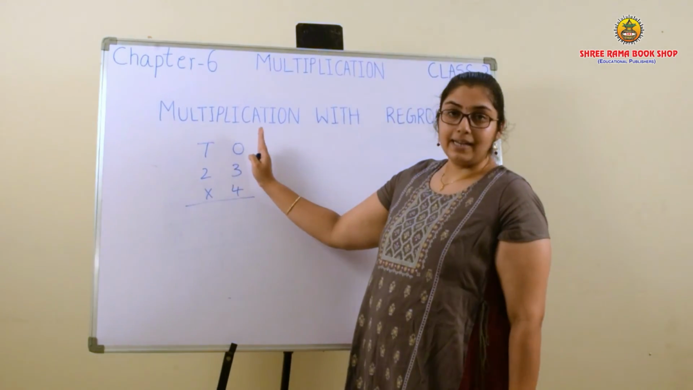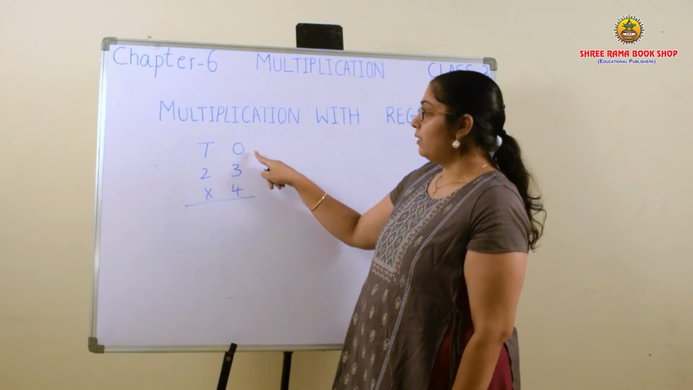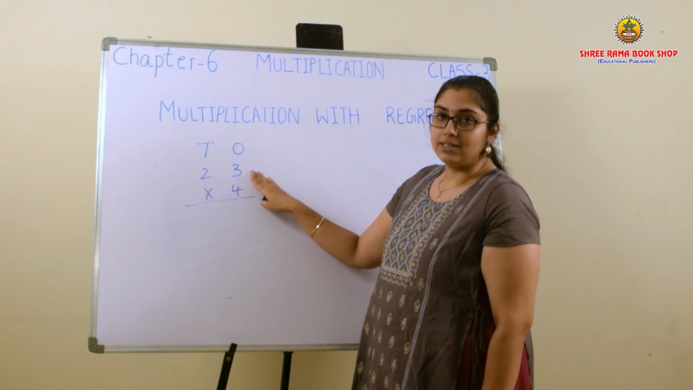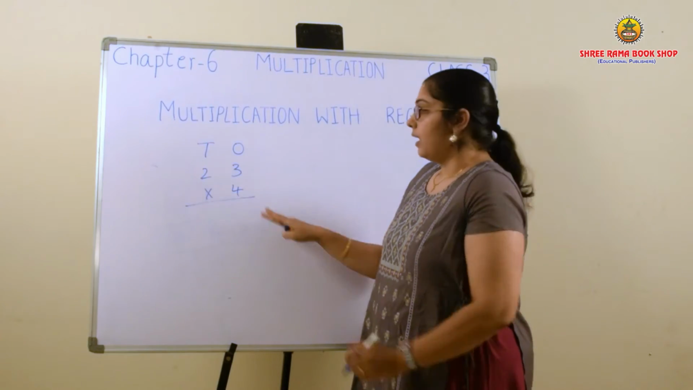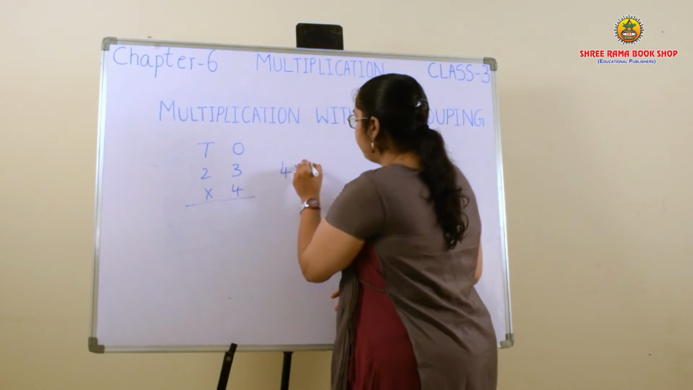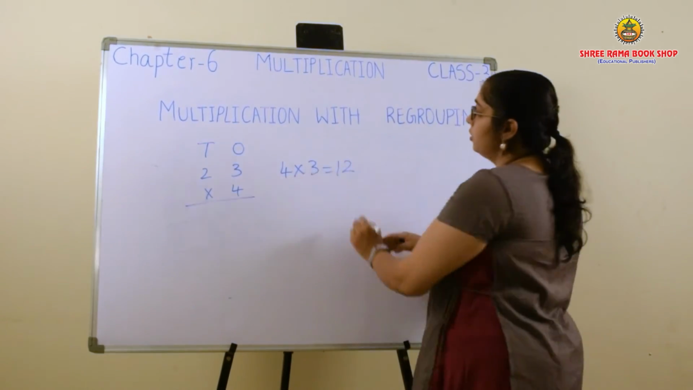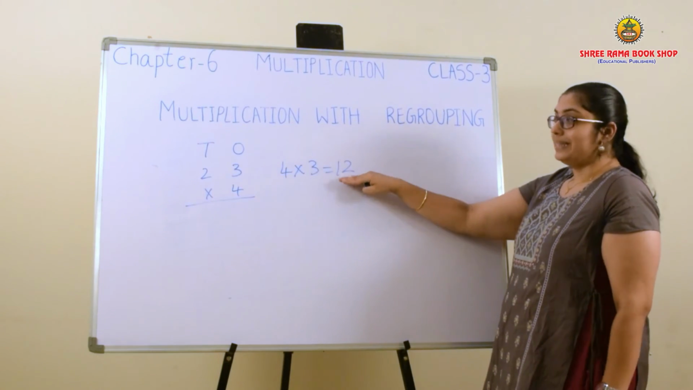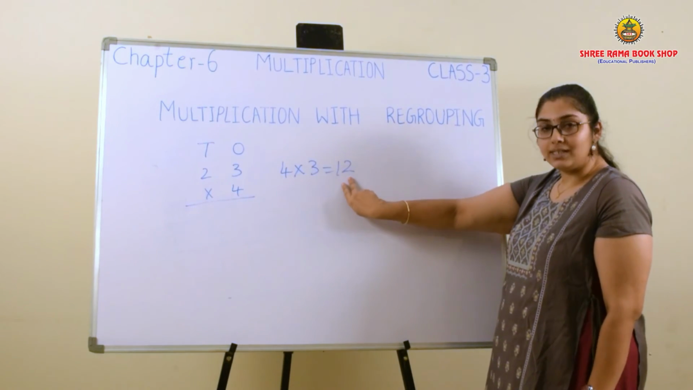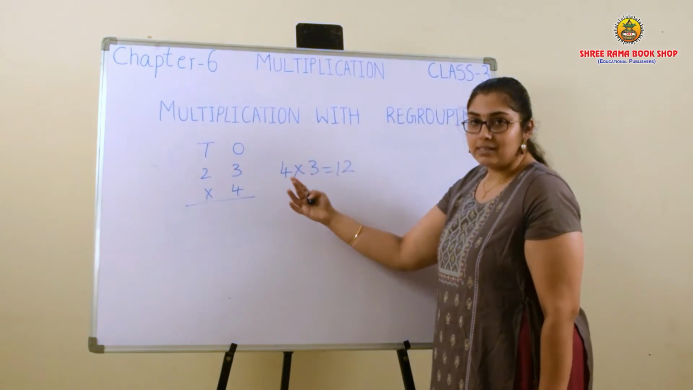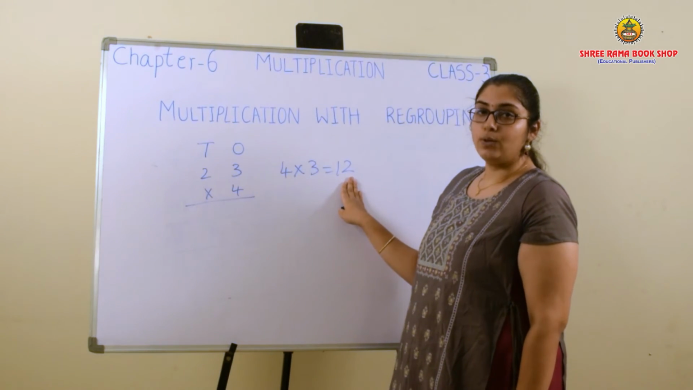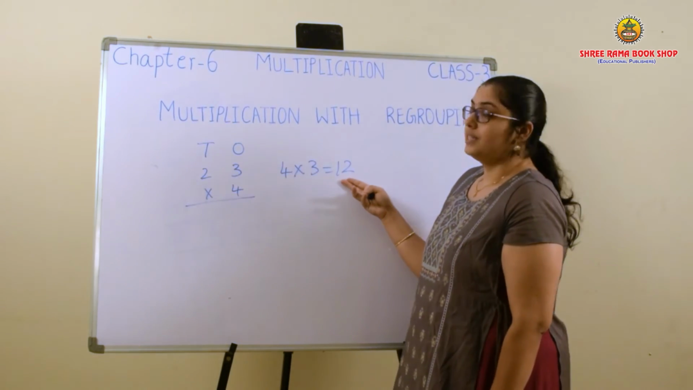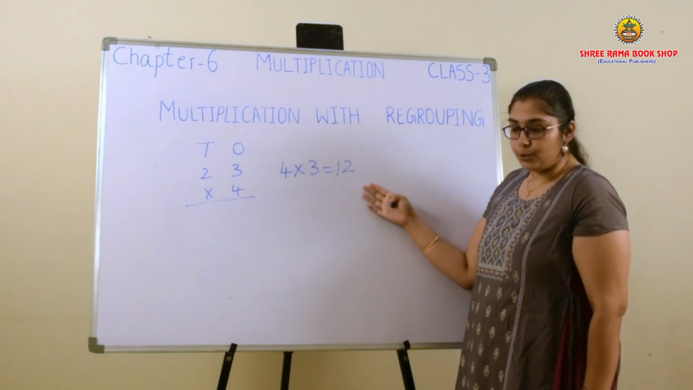So again I will start from the ones place. In the ones place I have the digit 3. Okay, so if I multiply the digit 3 with 4, I will get the answer 12. So the product of 4 and 3 is nothing but 12. So this 12 has 2 digits. In the previous concept, we didn't have any 2-digit number as the product. But now we have a 2-digit number. So what do we need to do?